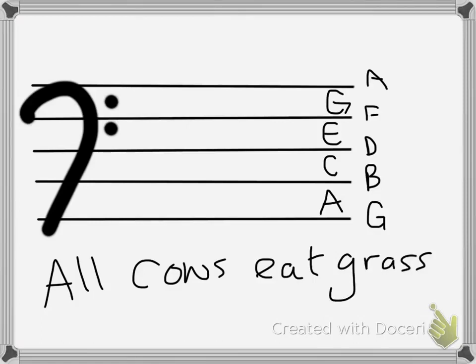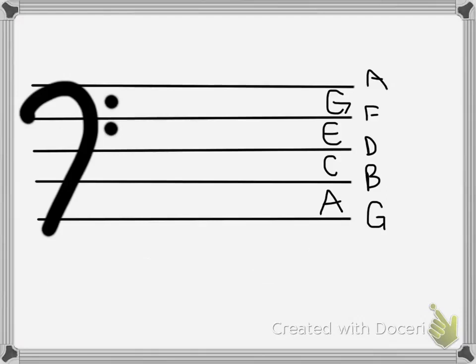And again, you can think through your alphabet. At the bottom line you have G, then you go back to A for the space, next line B, next space C, D, E, F, G, A. Just in order like that. So what did we say to remember the lines? Good boys deserve fudge always. And what did we say for spaces? All cows eat grass.